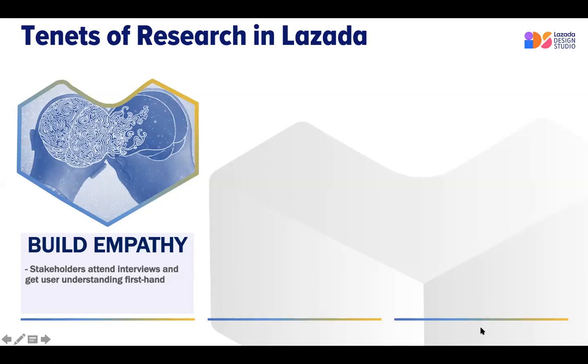So they are trying to understand the users by attending these interviews. So they are involved in the entire process. Even actually, some of them do their own interviews. We might design the discussion guide for them, for any IDIs or FGDs, but some of them actually do their own interviews, especially for IDIs. So they get the user understanding firsthand.